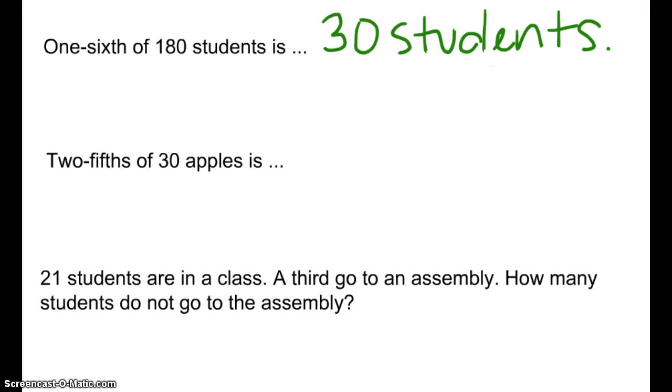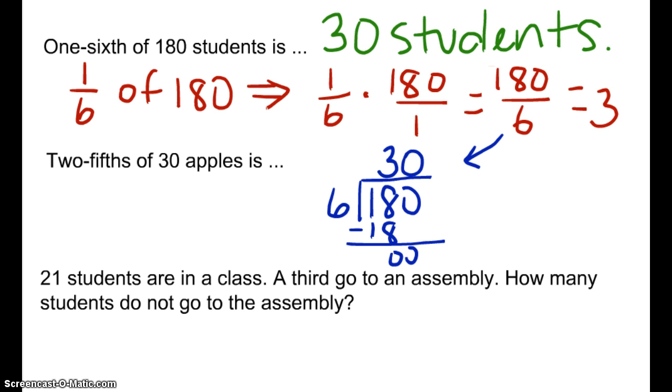So for the first one, did you get that 1/6 of 180 students is 30 students? You should have. Let me show you one way that you could look at it. We could say 1/6 of 180, that translates to 1/6 times 180 over 1. When we multiply straight across, we get 180 divided by 6. And what you're going to do is divide like that, and you get 30. So that's one way to look at it, just numerically.